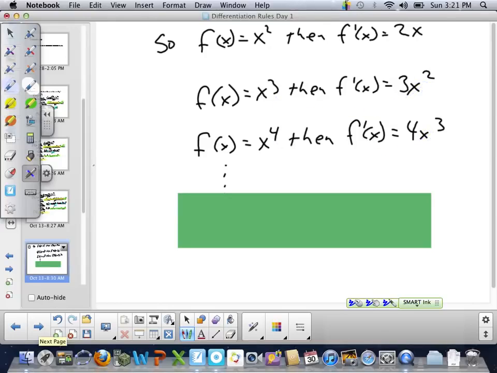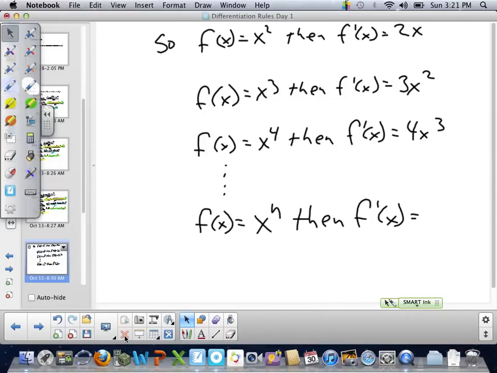So, the pattern. If f of x equals x to the n, then f prime of x equals the power will come out front and then the power goes down. So we get n x to the n minus 1. That is the power rule. The derivative of a monomial, x to the n, equals n x to the n minus 1.